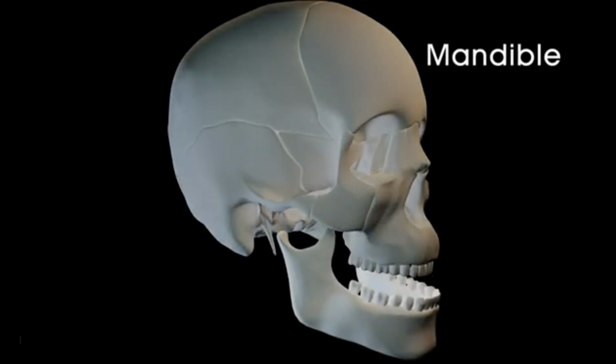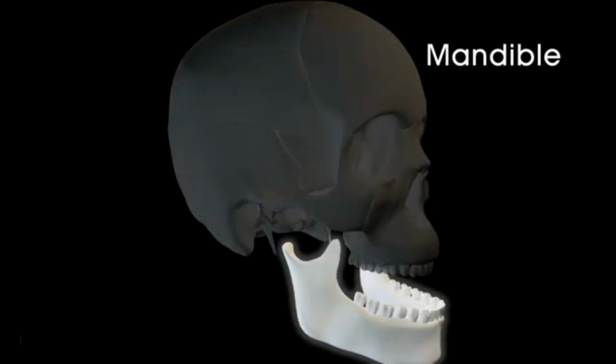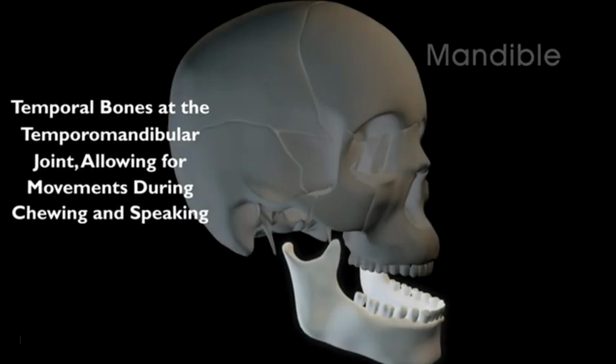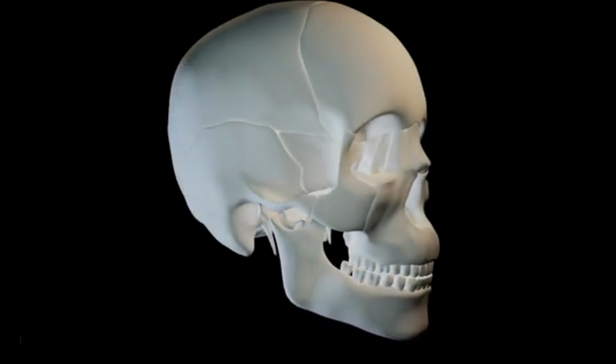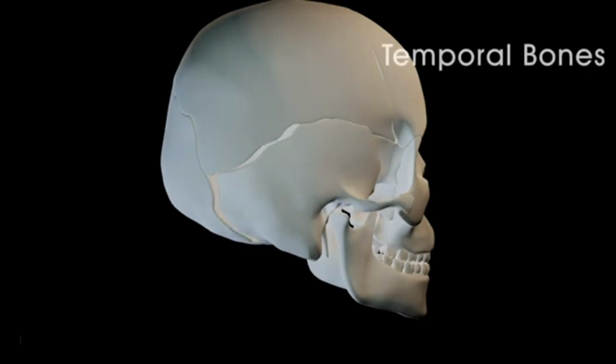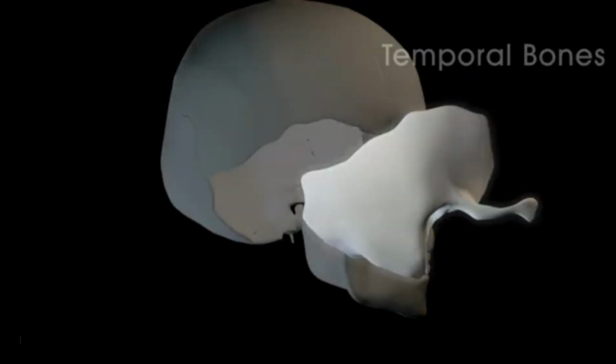The mandible, also known as the lower jaw, is the largest and strongest facial bone. It consists of a body and two vertical ramus on each side. The mandible articulates with the temporal bones at the temporomandibular joint, allowing for movements during chewing and speaking. The temporal bones are located on the sides and base of the skull. They house important structures such as the middle and inner ear.